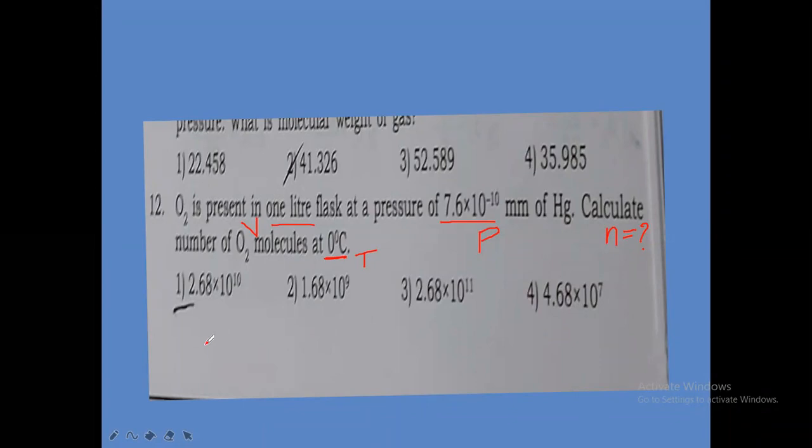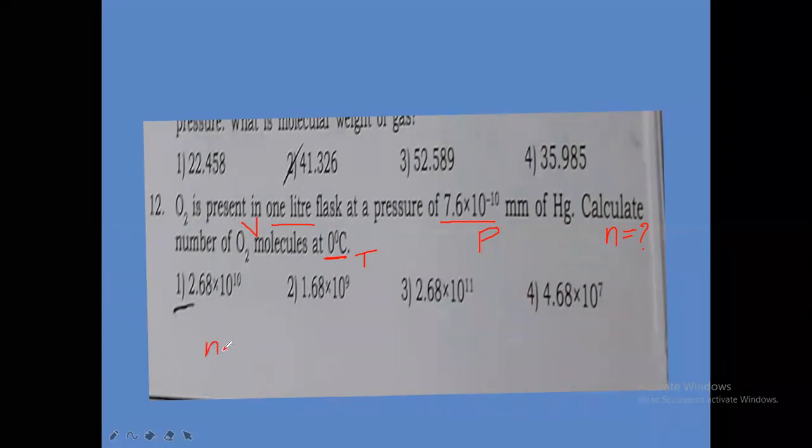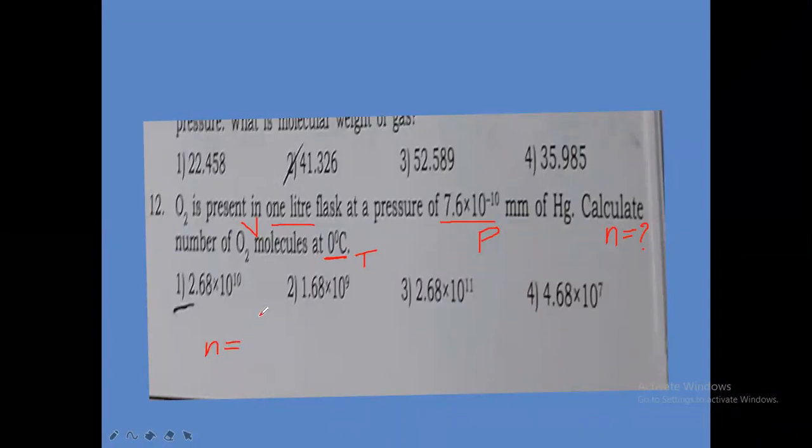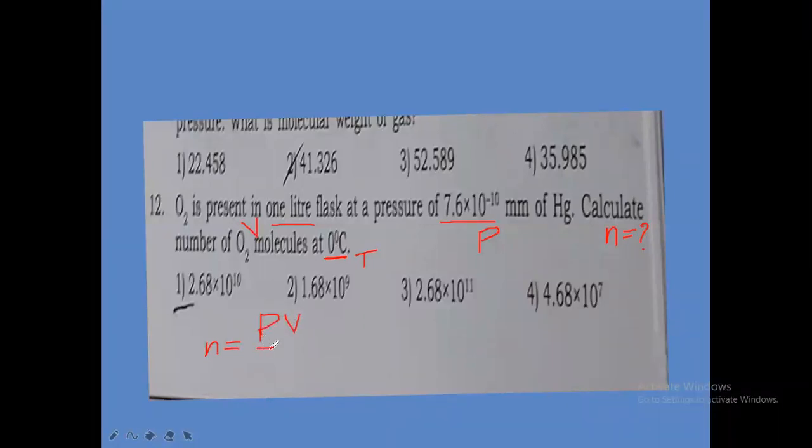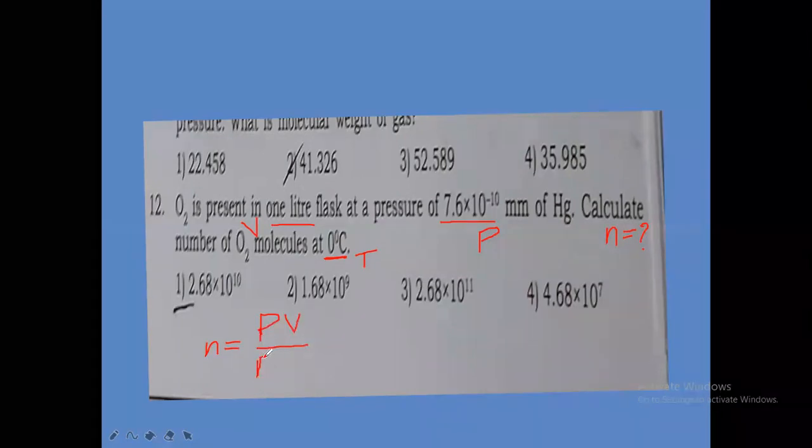PV is equal to nRT. From that, n is equal to PV by RT. R is the universal gas constant. So PV by RT we have to take here. P value in ATM, volume in liters, and R in liter atmosphere, 0.0821, into temperature in Kelvin, 273 Kelvin.